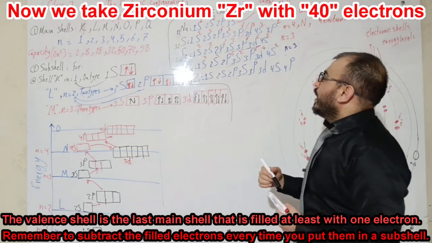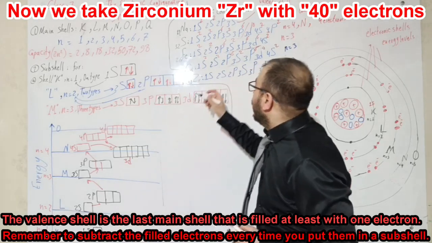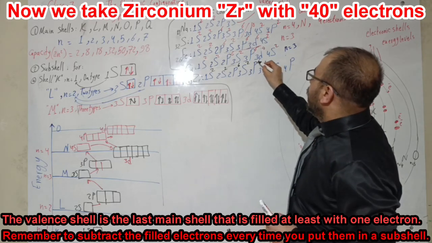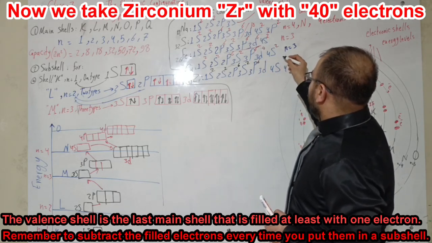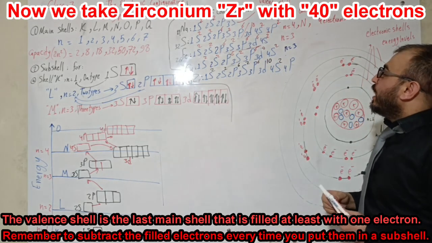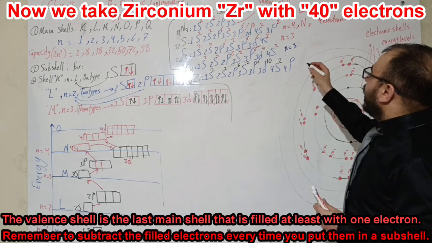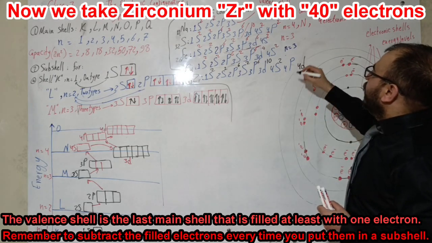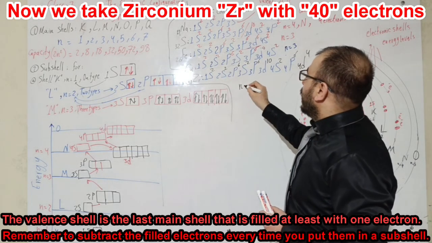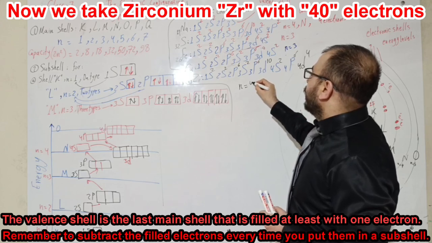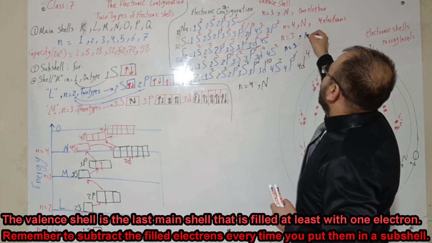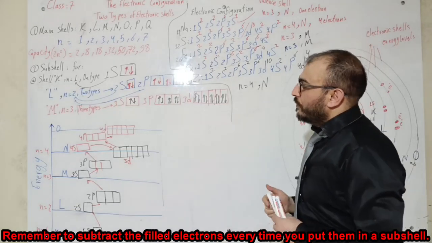For zirconium here, my friends, we have 1s, 2 electrons, 2s, 2p, 6 electrons, 3s, 3p, 6 electrons. We add here 2 electrons, and here we have 10, so 30 electrons. We still have 10 electrons to distribute. I have here 4p. I give here 6 electrons and 4 in 4d. So the last shell is N equals 4, which is shell KLMN. Here we have last shell M, and here last shell N.